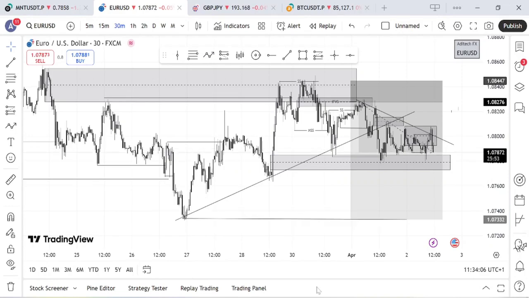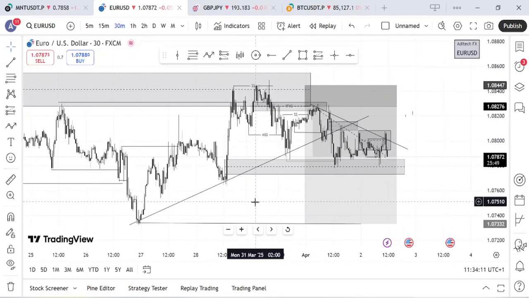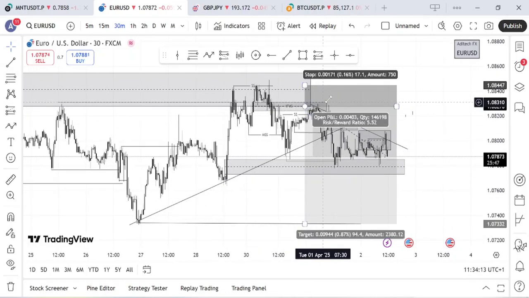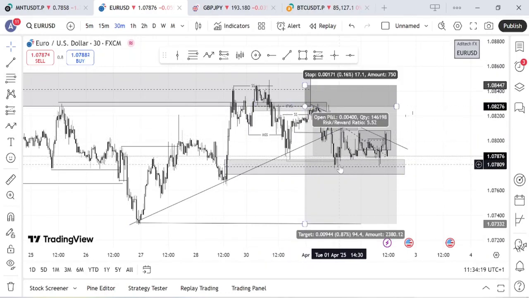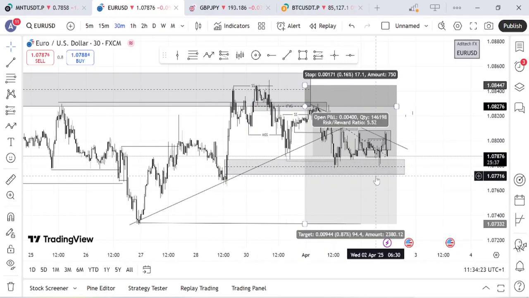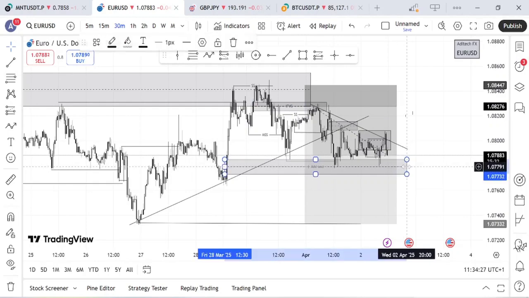Welcome back, guys. So as you can see, EUR/USD is actually playing out. After we got an entry right here, price came down, broke the structure, came back, jumped down again. This fair value gap, I told you before that this fair value gap is not a valid one.